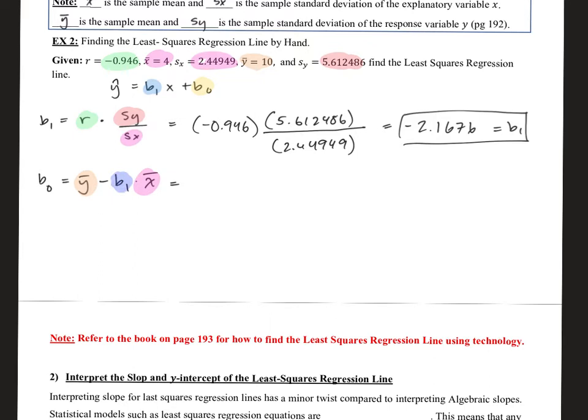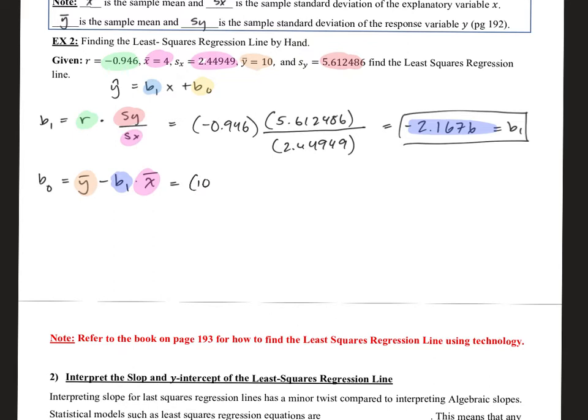And B1. And B1 is right here. So we're using what we found. Notice you need to find B1 first before you find B sub 0, because B sub 0 uses B sub 1 in the equation.